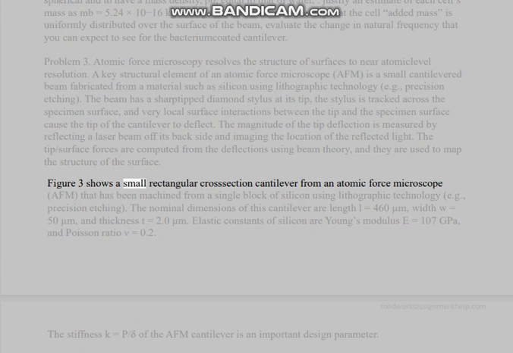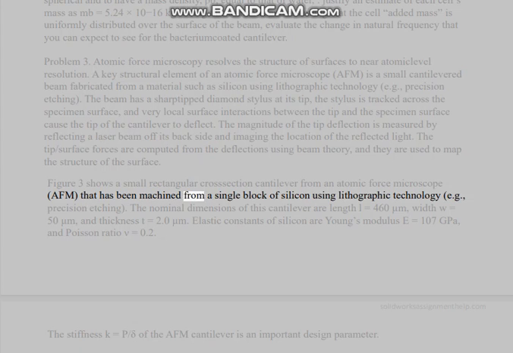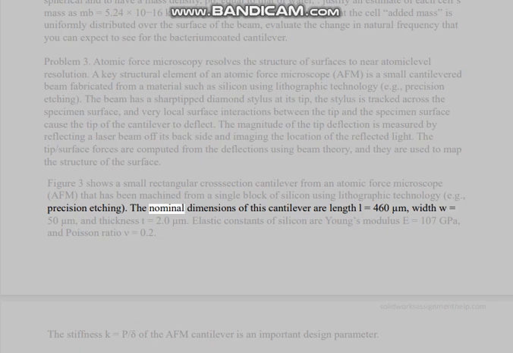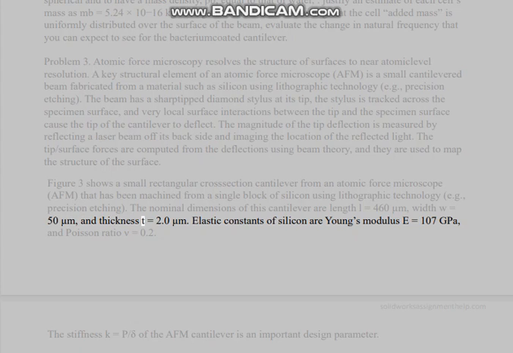Figure 3 shows a small rectangular cross-section cantilever from an atomic force microscope, AFM, that has been machined from a single block of silicon using lithographic technology, for example, precision etching. The nominal dimensions of this cantilever are length L equal to 460 micrometers, width W equal to 50 micrometers, and thickness T equal to 2.0 micrometers. Elastic constants of silicon are Young's modulus E equal to 107 GPa, and Poisson ratio Nu equal to 0.2.